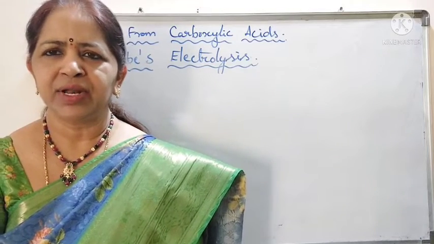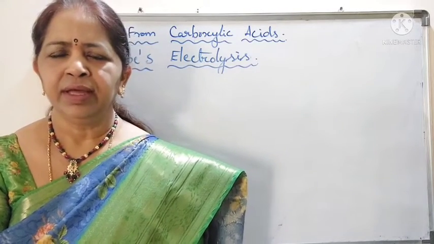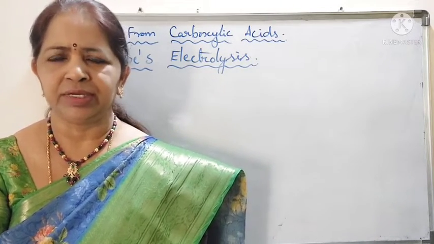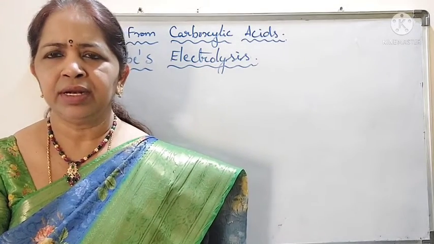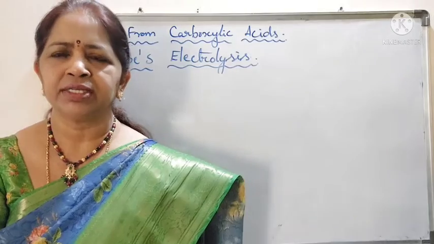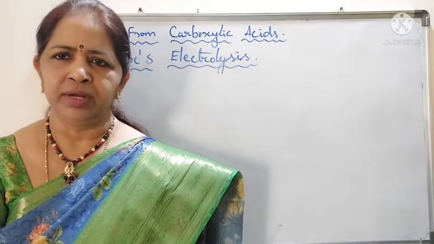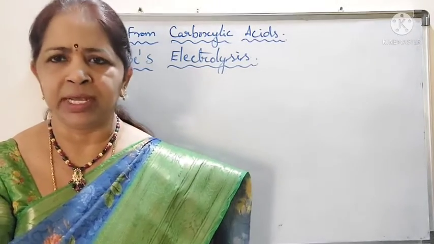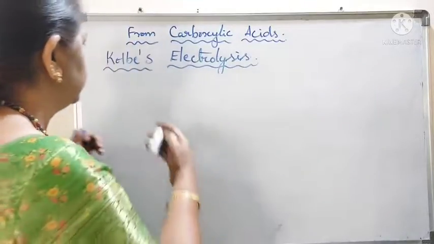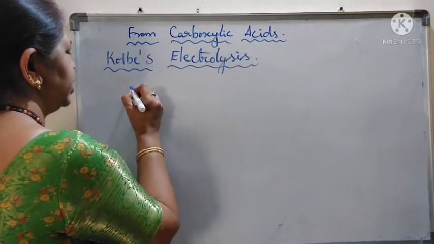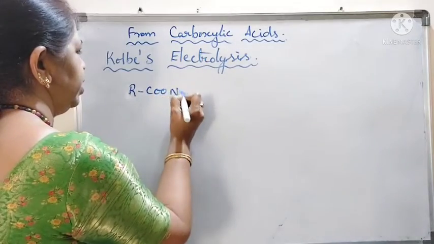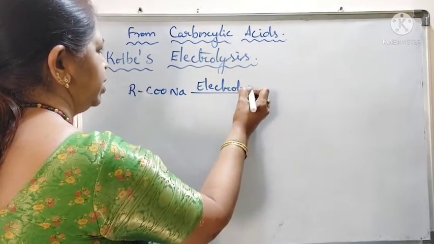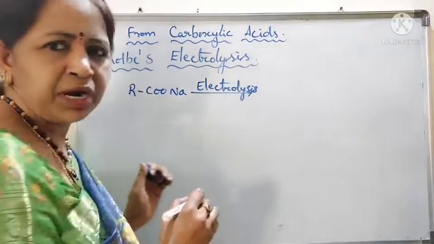Now let us see Kolbe's electrolysis method. In this, an aqueous solution of sodium salt of carboxylic acid is electrolyzed. Electrolysis is done in an electrolytic cell which consists of an electrolyte and 2 electrodes. Here the electrolyte is aqueous solution of sodium salt of carboxylic acid. Sodium salt of carboxylic acid RCOONa on electrolysis gives an alkane with even number of carbon atoms.